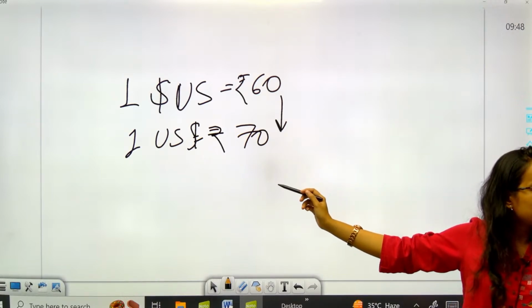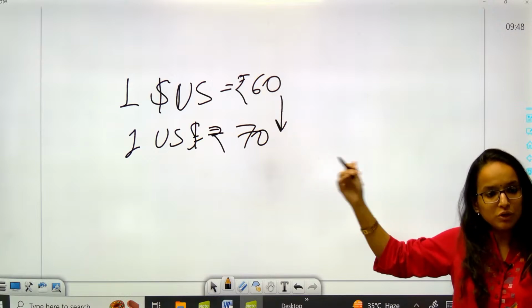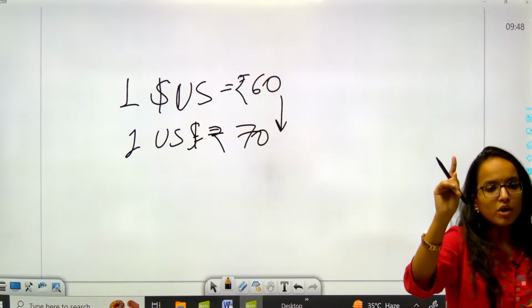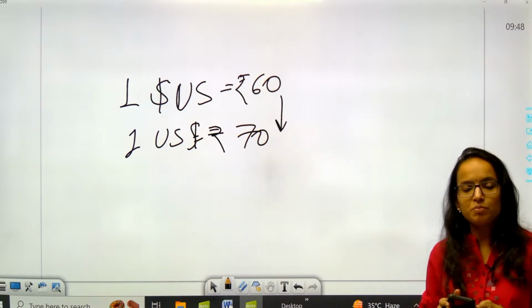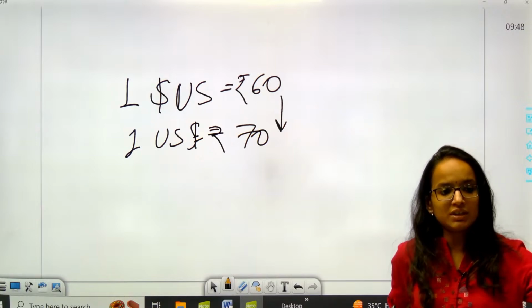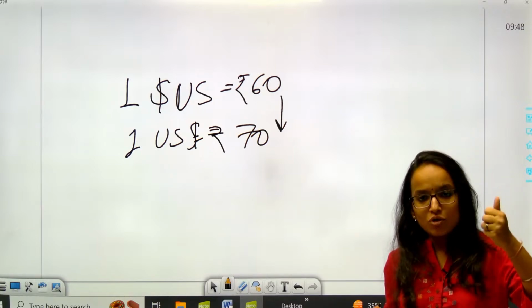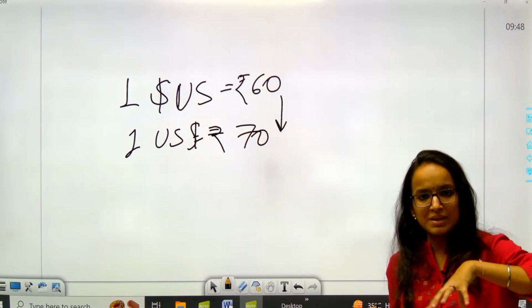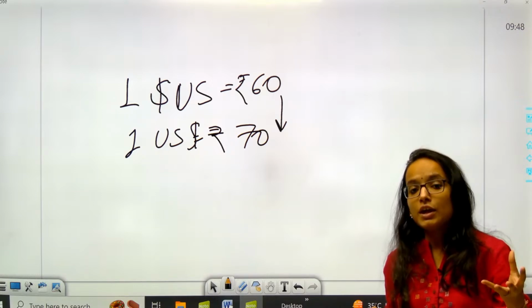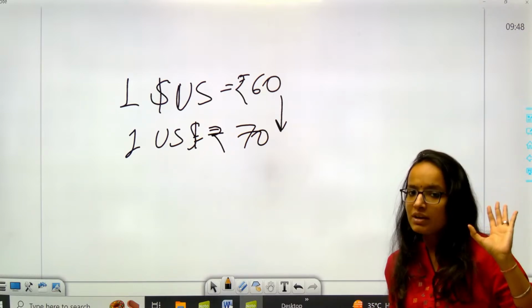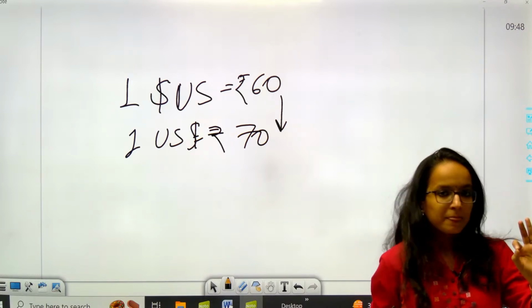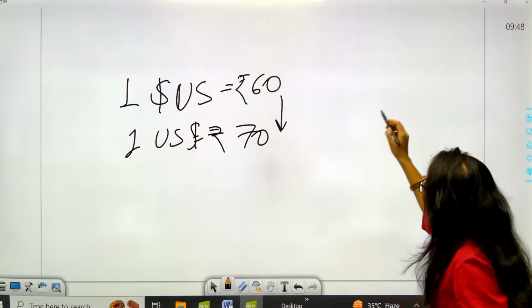This is depreciation, right? You have to give more rupees to buy one unit of foreign currency. So basically, what is the exchange rate? Exchange rate is how many units of your domestic currency you need to pay in order to buy one unit of foreign currency, right? So this is depreciation, and this is appreciation.